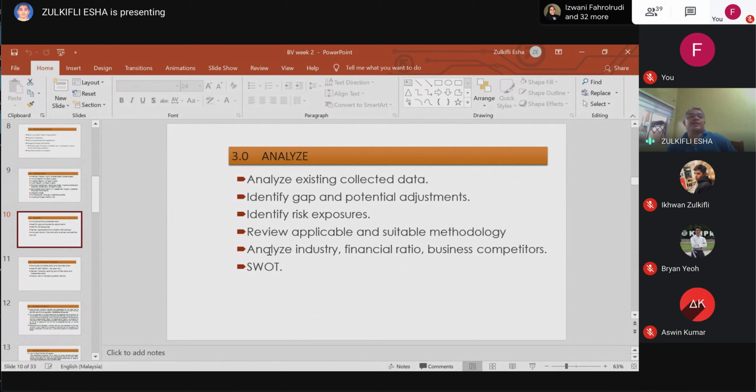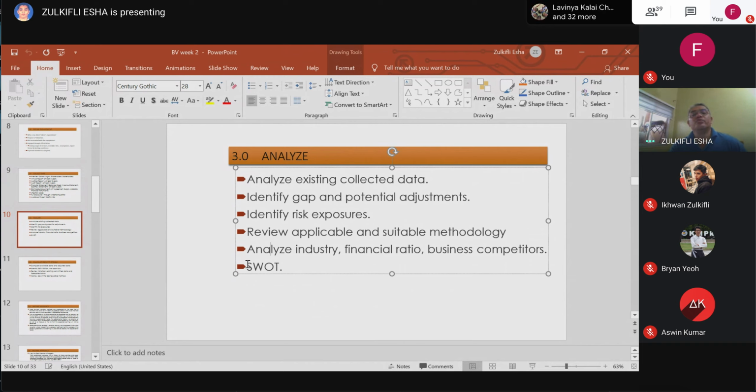Review applicable and suitable methodology, analyze industry, financial ratio, business competitors. Then you have to do the SWOT analysis. You need to know what is the strength, what is the weaknesses of the company, what opportunities that the company has in the future, what is the threat that the company needs to face in the future.